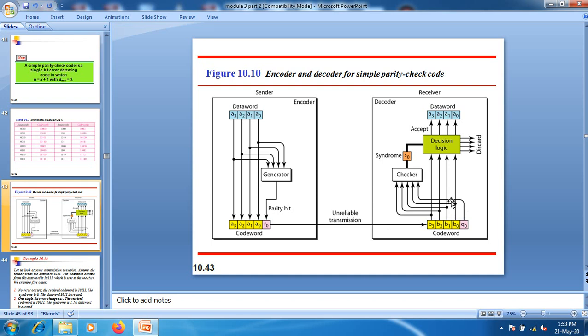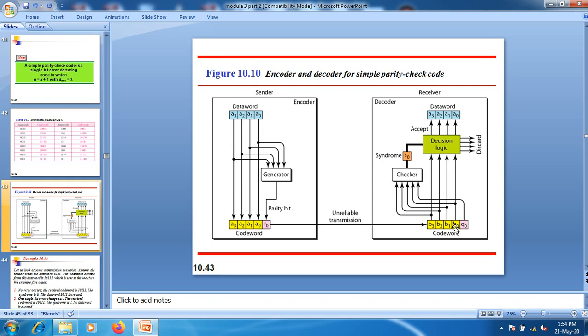The receiver forwards all these bits, including this parity bit, through the checker here. The checker will compute the syndrome. Even here at the receiver side, I need to pass all these bits, and we are performing the same arithmetic operation, that is a modulo 2 operation.